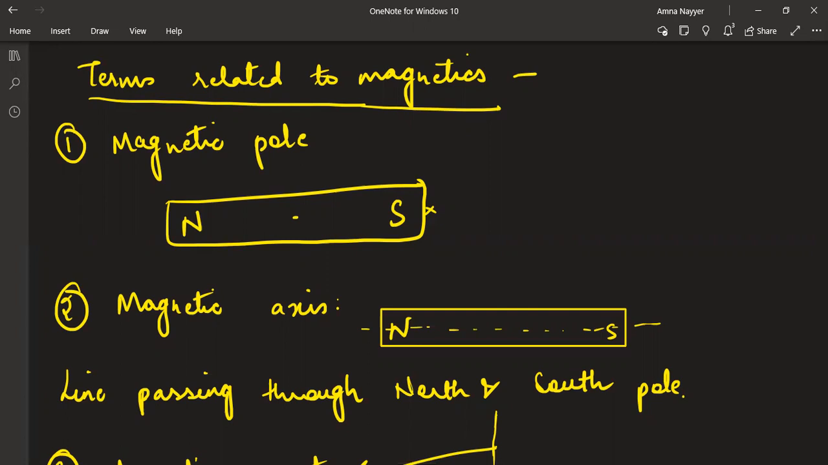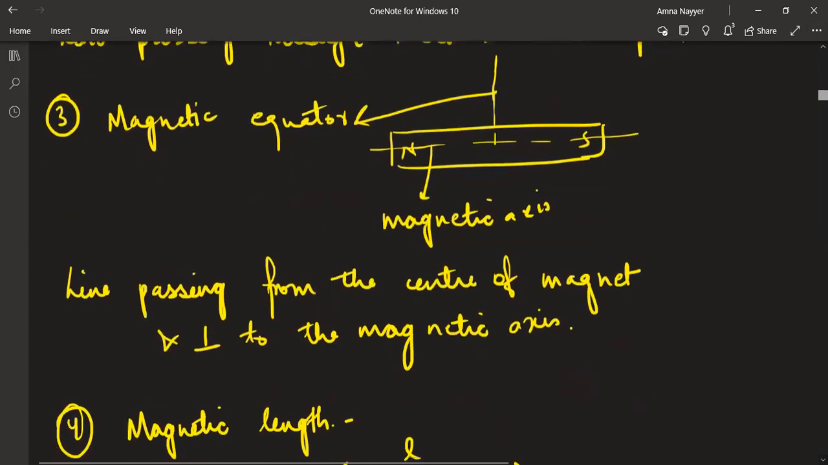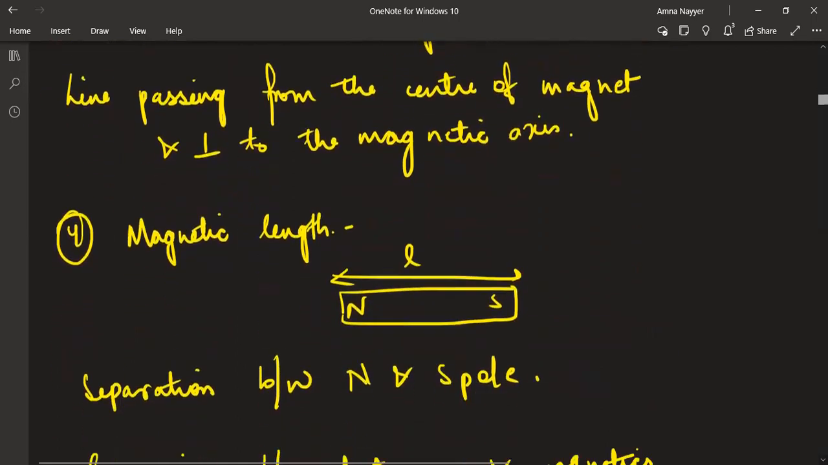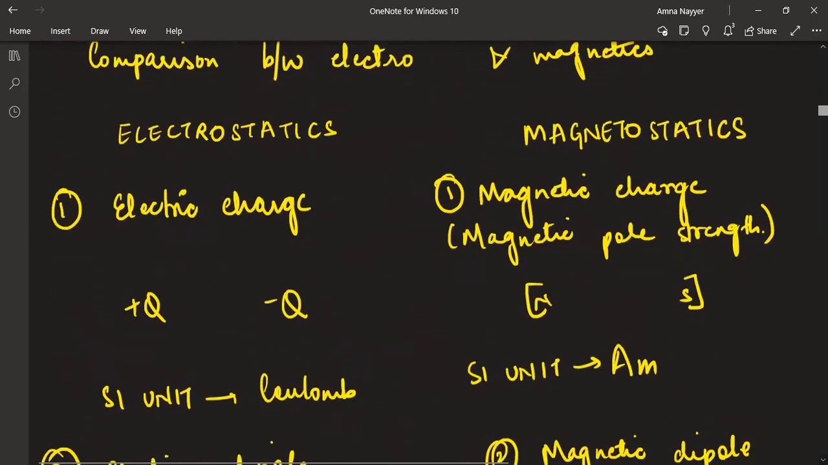Magnetic axis means a line like you are cutting it through a longitudinal axis, or transverse axis rather. So magnetic axis means you are cutting the magnet into two halves from the north to the south pole. This is the magnetic axis, the line passing through north and south pole. And magnetic equator is the line perpendicular to the magnetic axis. Length means the entire length of the magnet, the complete separation between north and south pole.